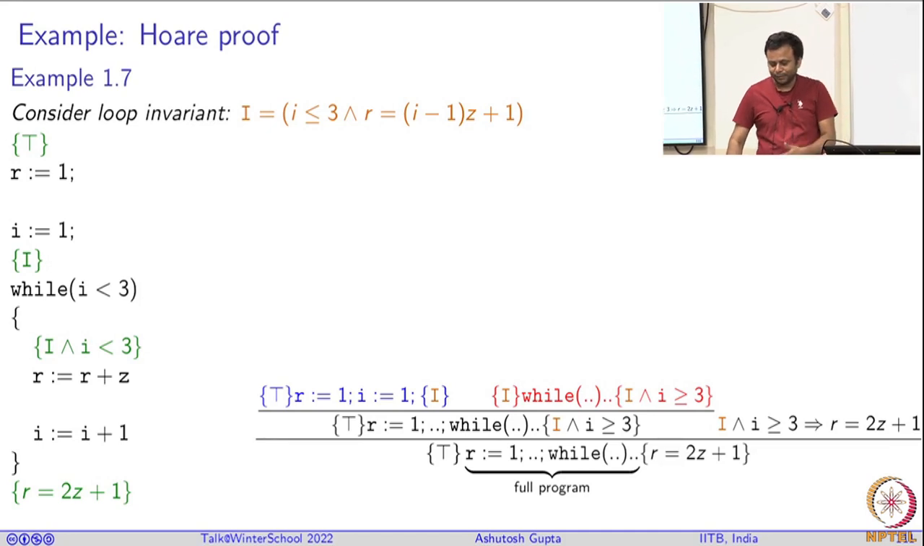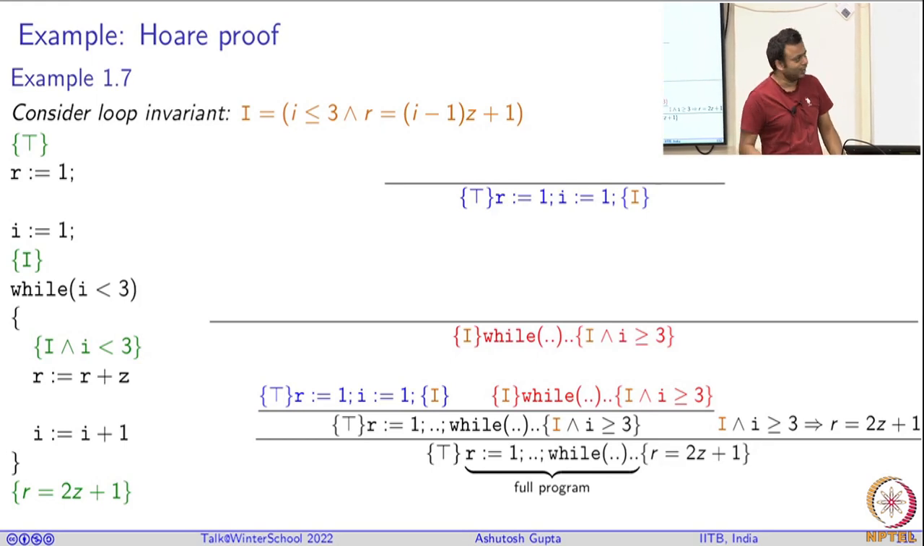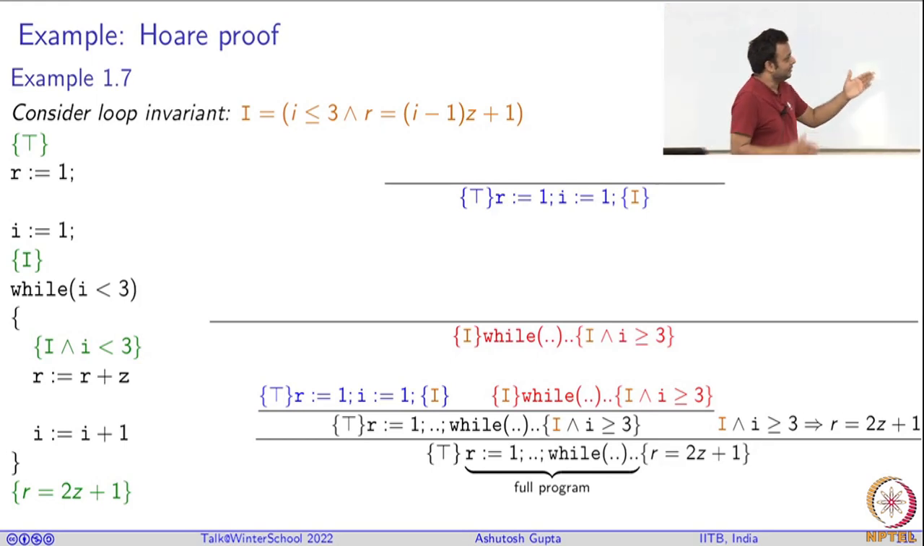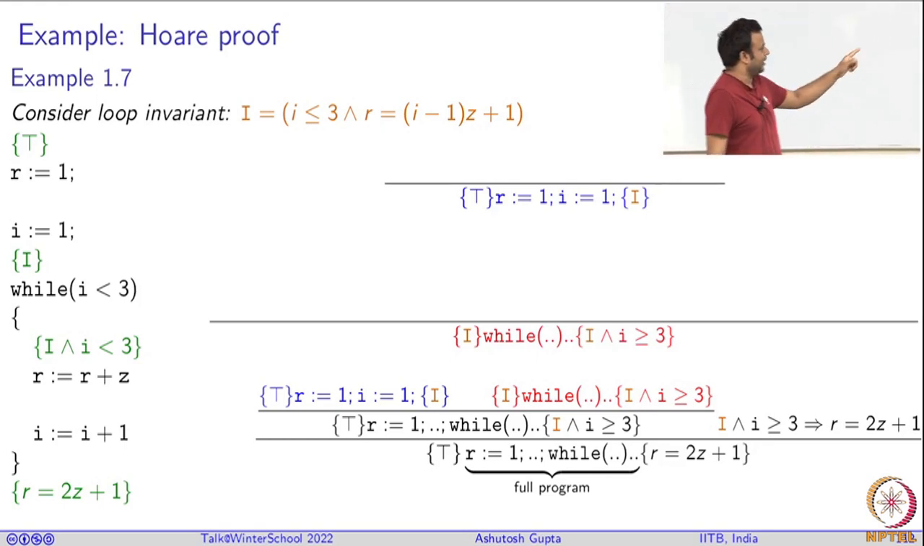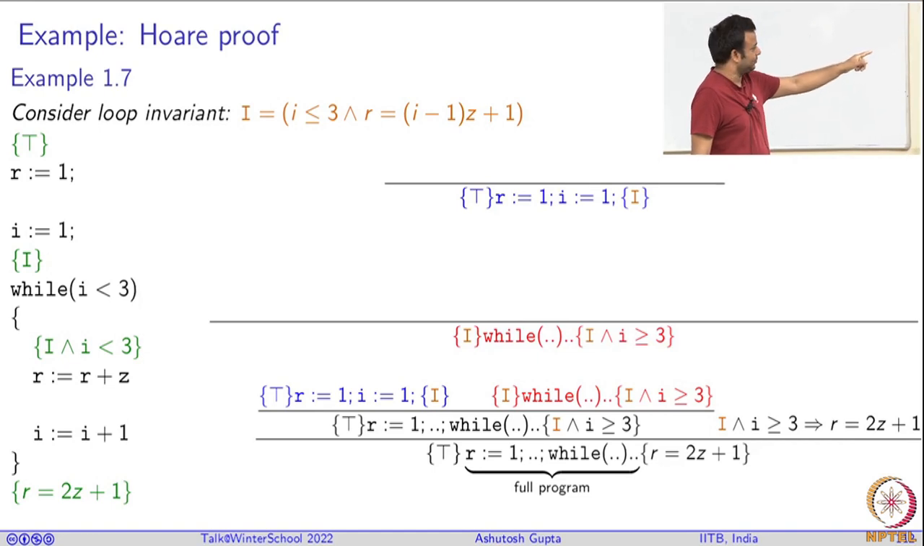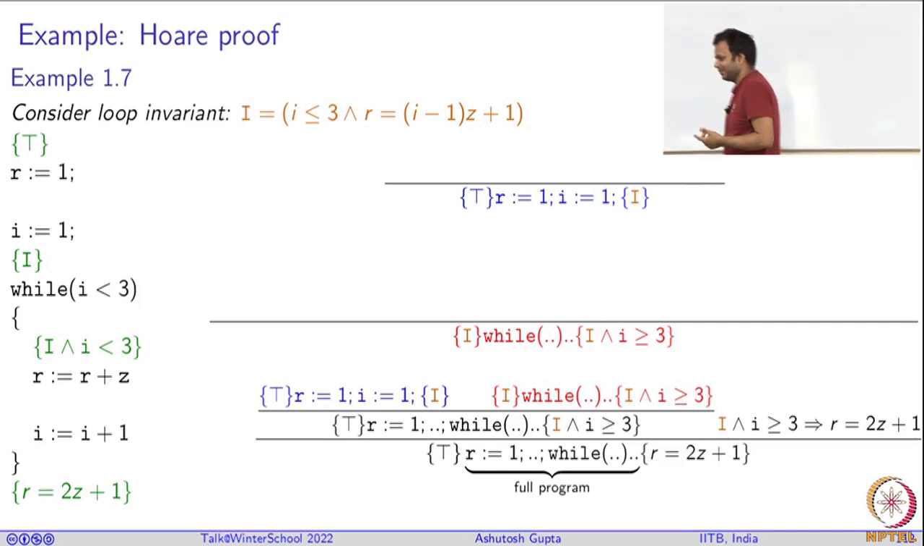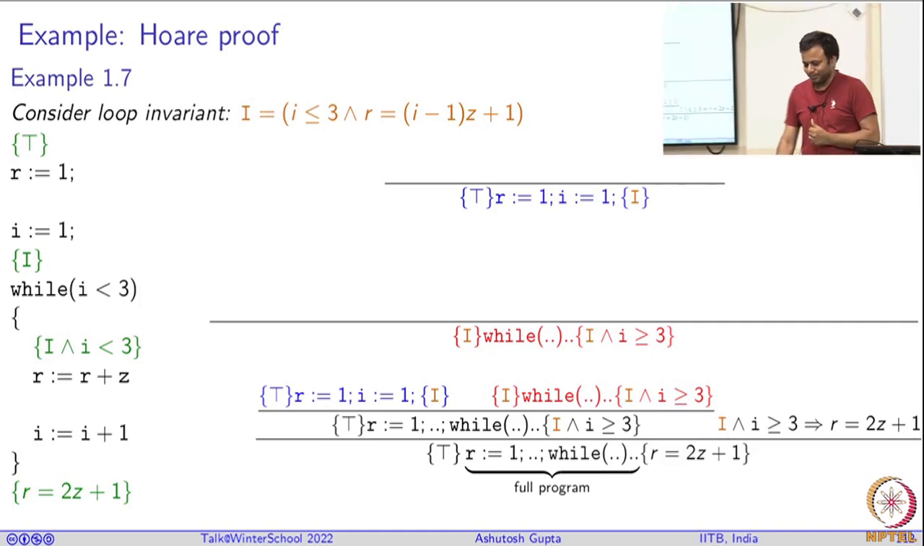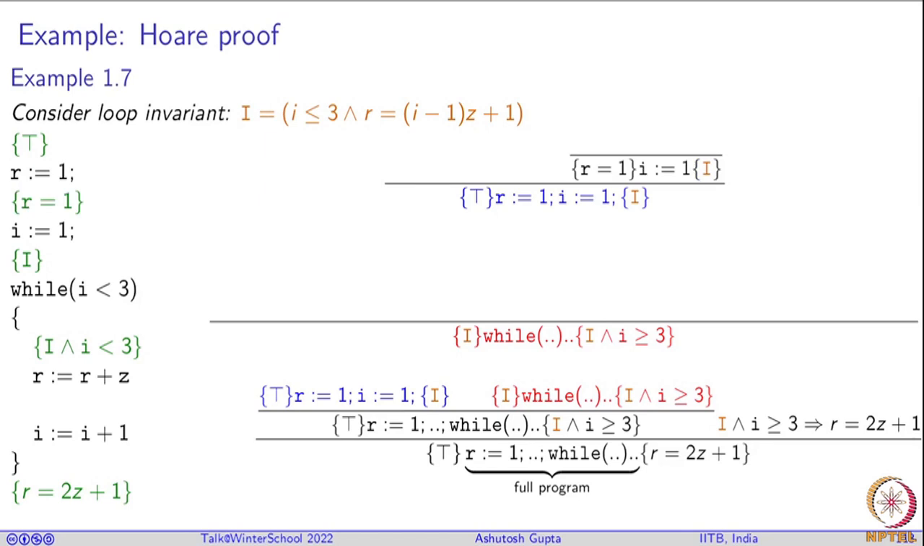So if I put this I in this formula, I have two things to prove. True, r equals 1, i equals 1 implies I. So what I will do, these are two assignment rules. I just substitute the value of r and i, and see if it leads to true. You can just see it actually works. This example has been shown to you earlier also. We have shown that these two things hold.